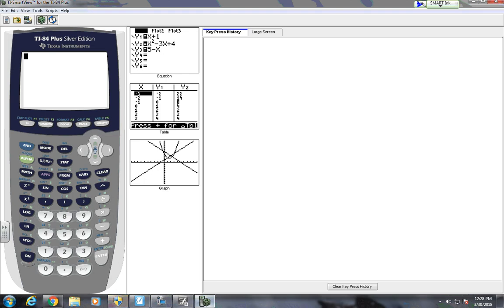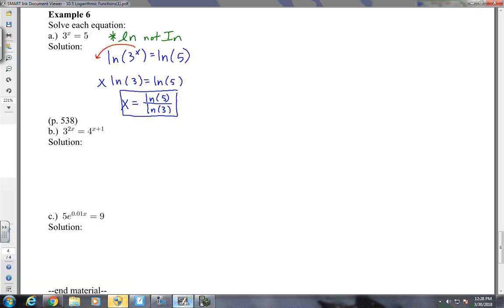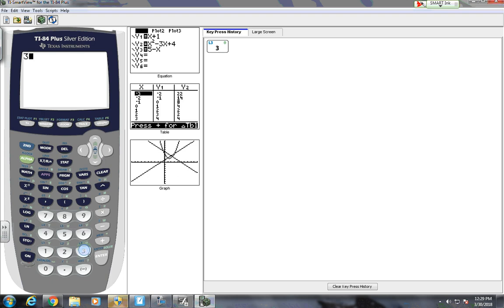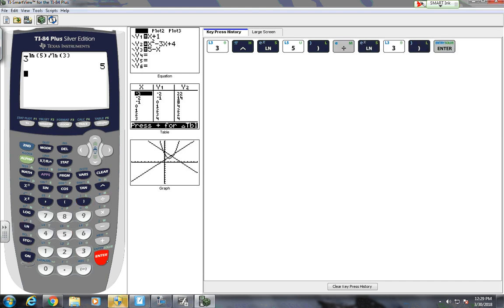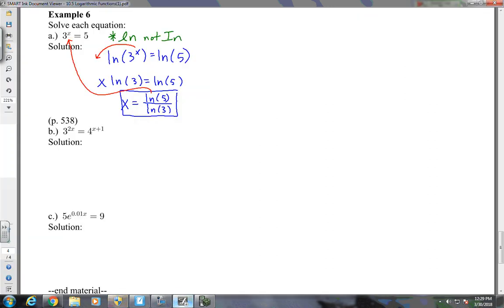So for example, let's suppose I wanted to check my work by taking my solution and plugging it into the original equation for x. I would have to evaluate 3 raised to the exponent, natural log of 5, close parentheses there, divided by natural log of 3, and press enter. I notice the result is 5, and that's what I had on the right side of my original equation. So it makes it very convenient to solve or to check with our calculator.